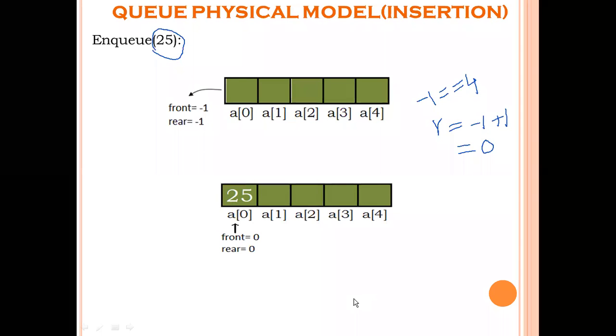As well as front is always pointing to the first element in the queue. So we can set the front to 0, because when the front is having -1, there is no use. It should always point to the first element of the queue. Now set front also to 0. That means after inserting the first element, front and rear both are set to 0s.